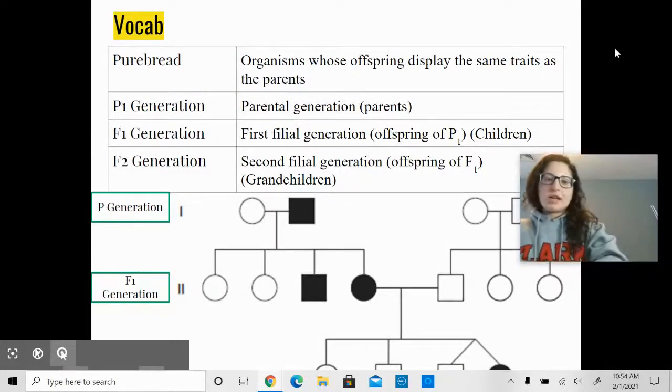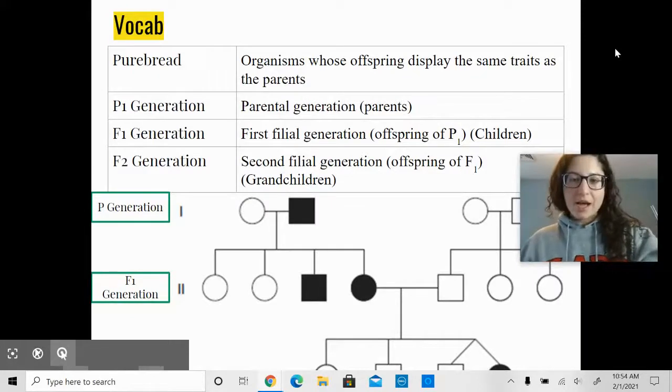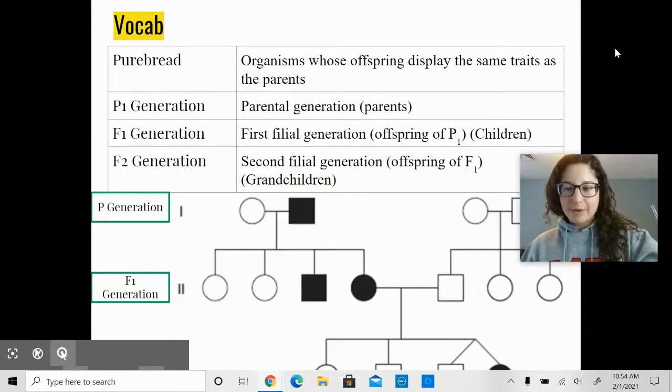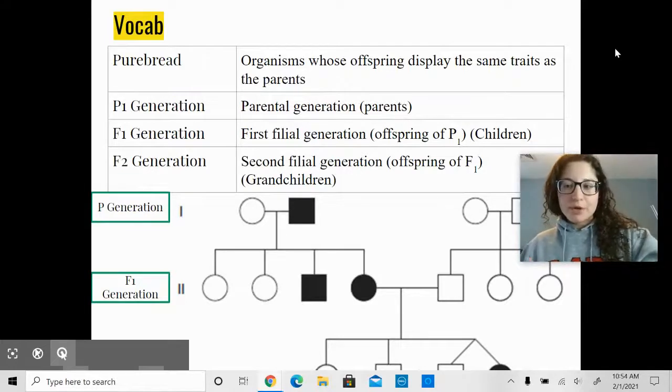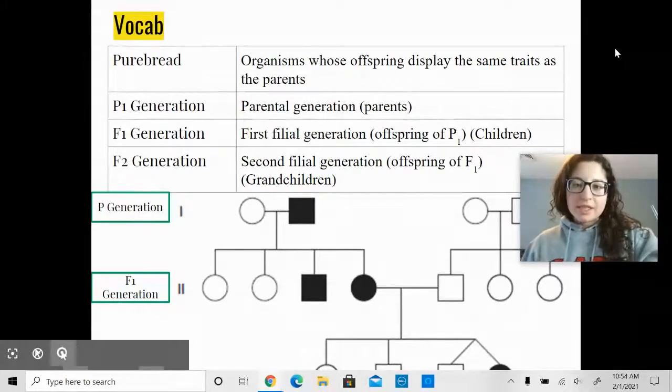So when we're talking about something that is purebred, this is talking about an organism whose offspring display the same traits as the parents. You'll see this a lot with dogs and puppies. They'll say that this puppy is a purebred, whatever breed it is. For example, my dog is a lab terrier mix, so he's not a purebred, but you could have a purebred lab retriever. And that means that the puppy looks exactly the same as the parents, so it has the same traits as the parents.